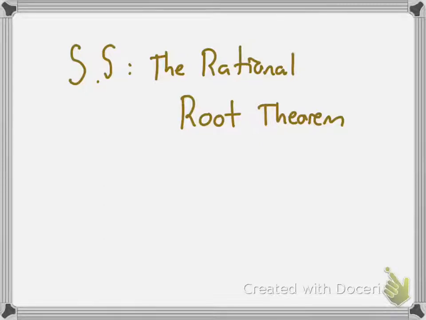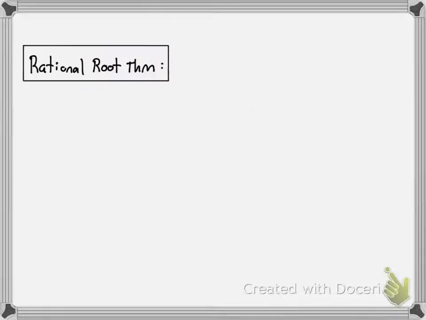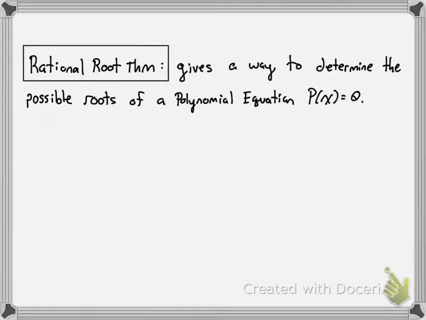In section 5.5, we're going to talk about the rational root theorem. Basically, the rational root theorem gives you a way to determine the possible roots of any polynomial equation, p of x, when it equals 0. So we've learned how to do this by using the quadratic formula, by factoring, by graphing. The rational root theorem just basically gives you a pool of all of the possible numbers that you could find your roots from.